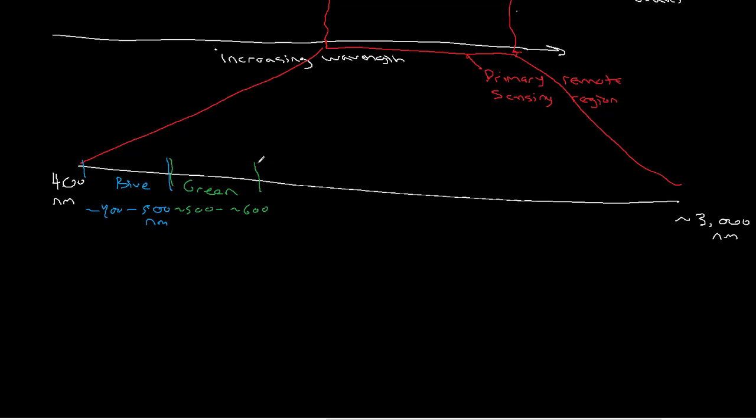Then we have from approximately 600 to approximately 700. Right, in this region, we have our reds. Right, and again, lower region you might think of as being more orange. Because again, this is a spectrum, but broadly speaking, right, reds, greens, and blues.